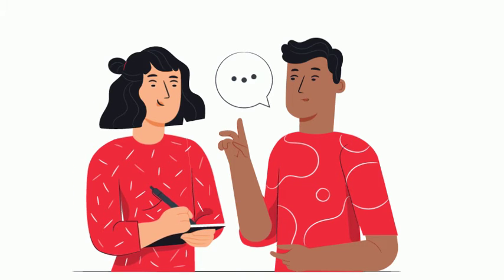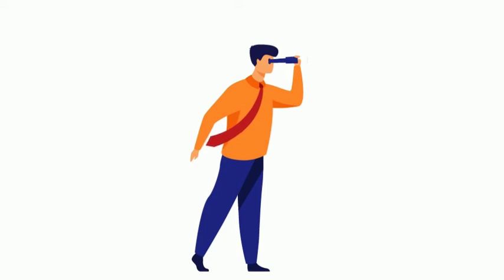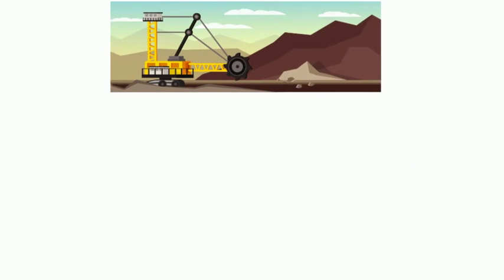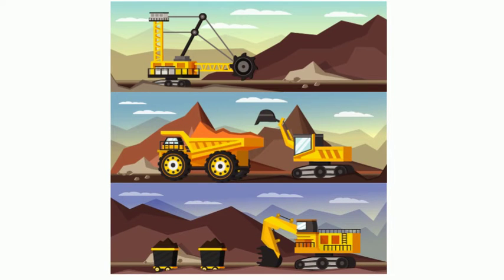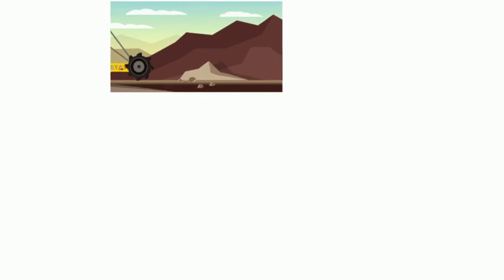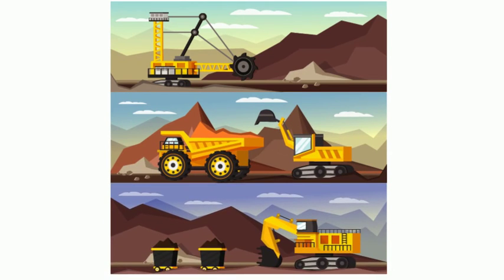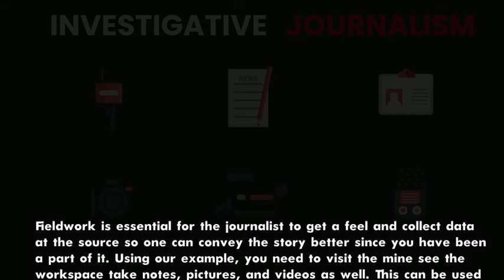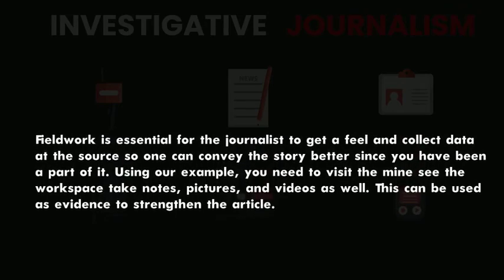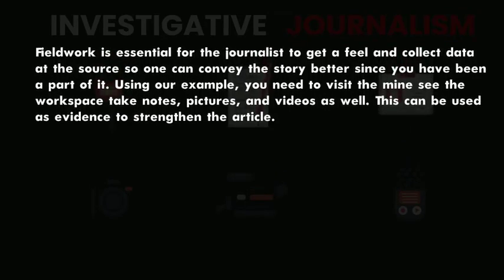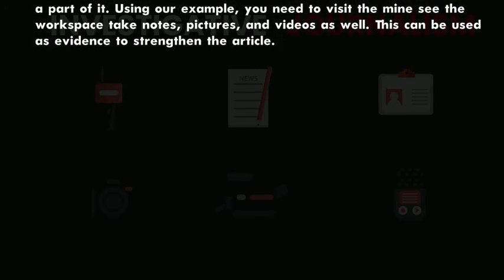Fieldwork. There is no substitute for fieldwork. One needs to go to the field to do research. Fieldwork is important for any form of journalism, but paramount for investigative journalism. Being part of the scene of an event is essential, whether it is to examine the area. Fieldwork is essential for the journalist to get a feel and collect data at the source, so one can convey the story better since you have been a part of it. Using our example, you need to visit the mine, see the workspace, take notes, pictures, and videos as well. This can be used as evidence to strengthen the article.